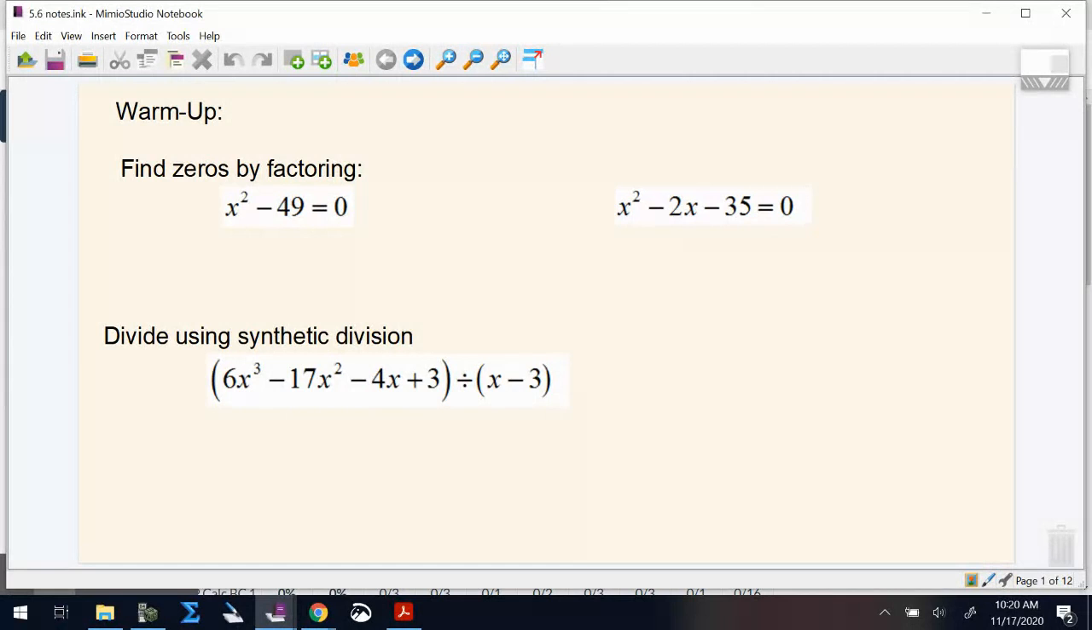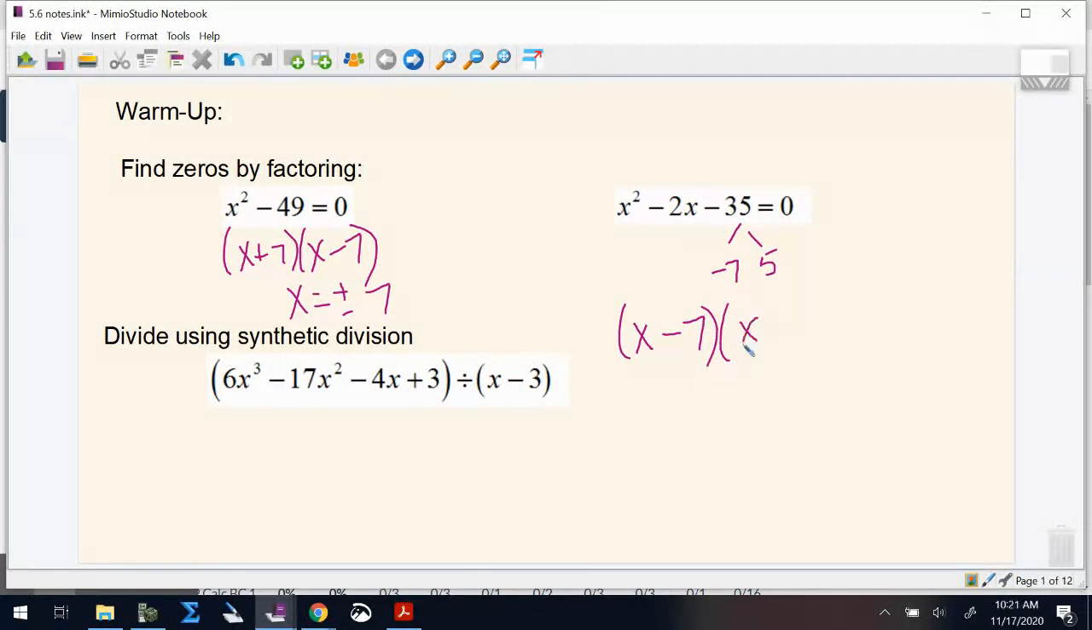With factoring, this one is a difference of squares. So this is x plus 7, x minus 7. So my two solutions are positive and negative 7. That was a difference of squares factoring. This one is a basic FOIL factoring. I need numbers that multiply to get negative 35 and add to get negative 2. So that's going to be negative 7 and 5. So my factors are x minus 7, x plus 5, which means my solutions are 7 and negative 5. These are also ones that if you graph them on your calculator, and we're going to talk a lot about the graphing connection, these would be the places where it crosses the x-axis.